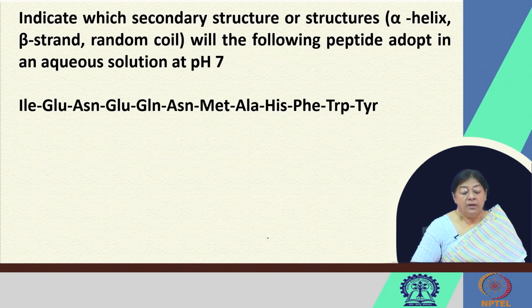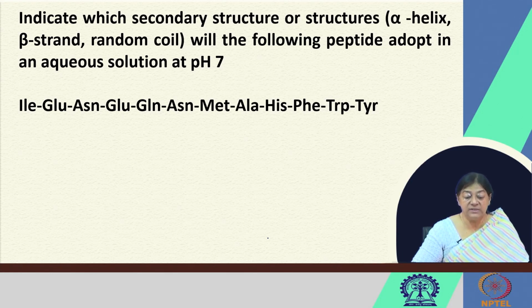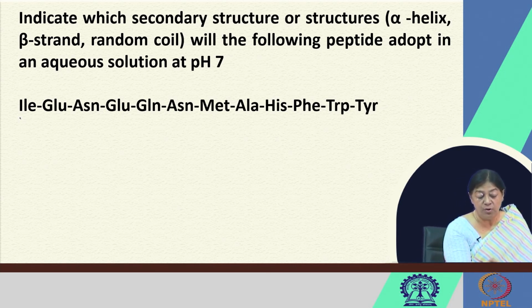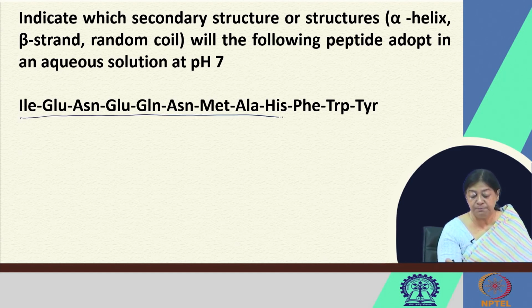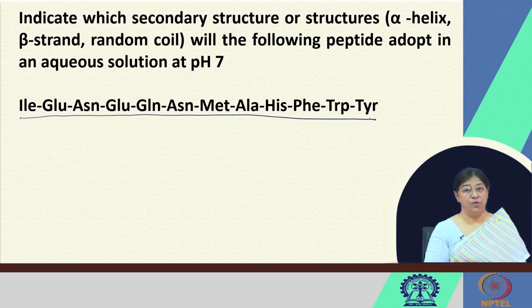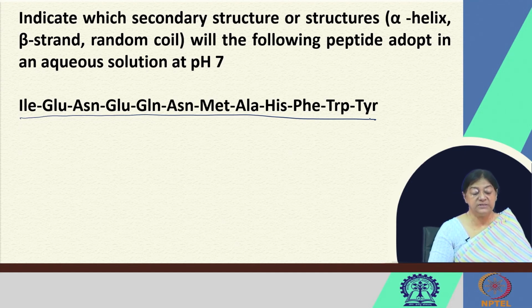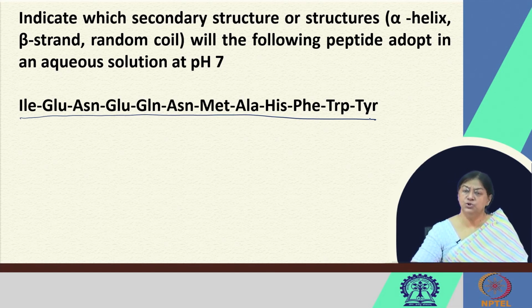Now, if we look at a specific sequence now, and we would like to understand whether the secondary structure or structures that are going to be adopted by this specific peptide that has been drawn here. So, if we look at this, the observation is we have to look at the specific types of amino acids that are involved. For example, we see it starts with isoleucine, then we have glutamic acid, asparagine, another glutamic acid, glutamine, asparagine, and so on and so forth.